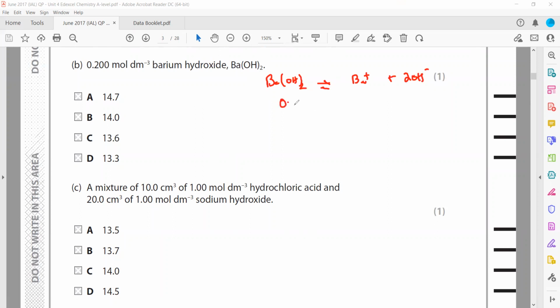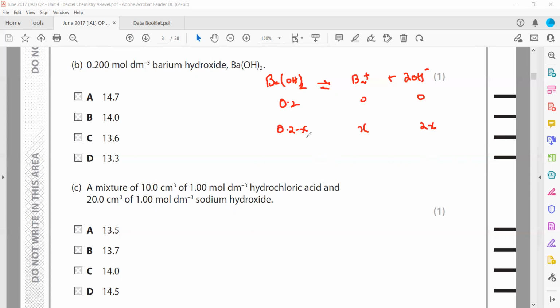So if the initial concentration is 0.2, the products will be 0 and 0. At equilibrium, if we say X is used up, this will be 0.2 minus X, this will be X, and this will be 2X. Why 2X? Because 1 mole of barium hydroxide gives 2 moles of hydroxide ion. So if this produces X, this will be 2X, and this is 0.2 minus X, because that is the amount which is used up. So we will use a formula.